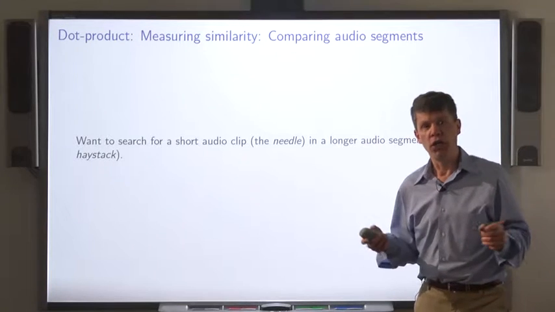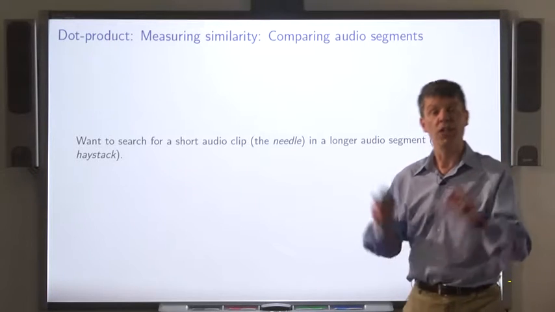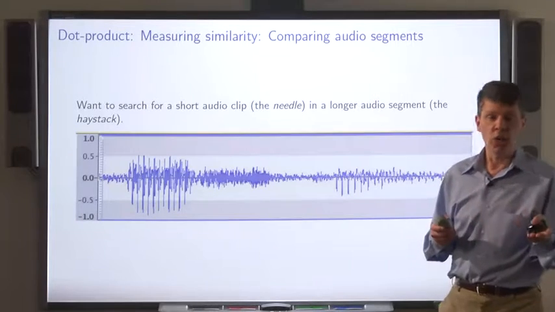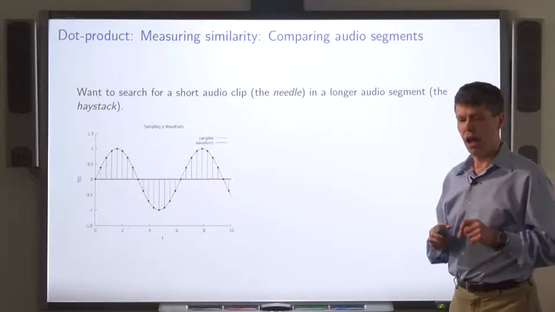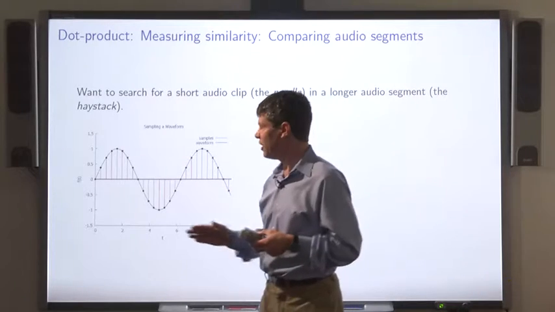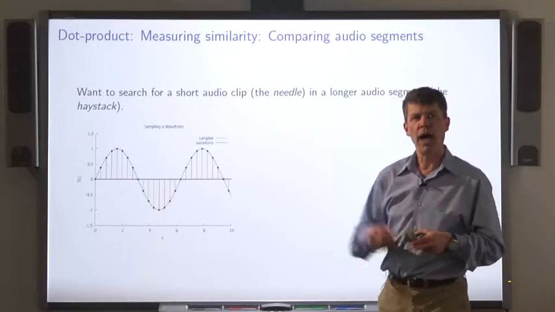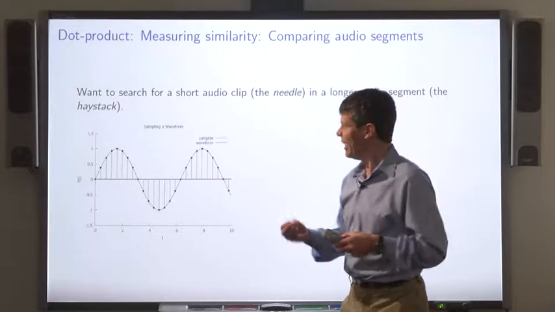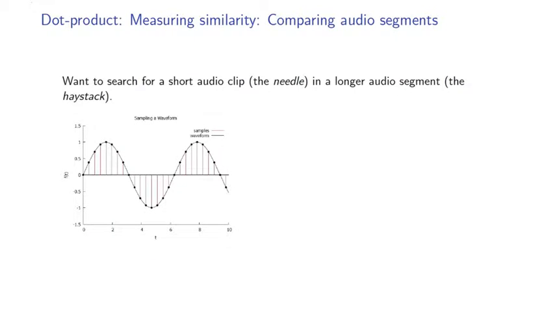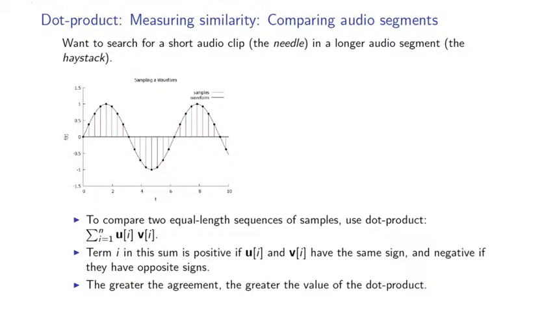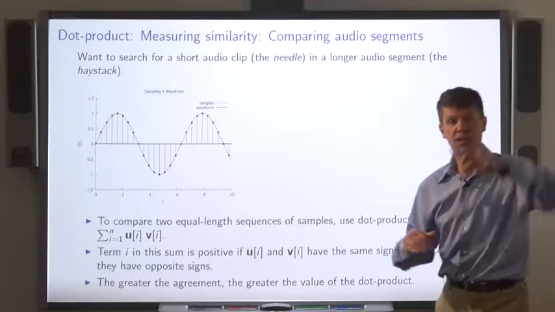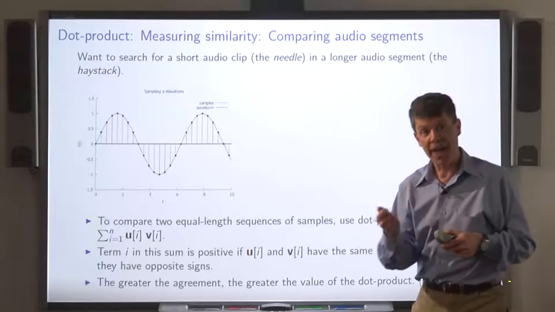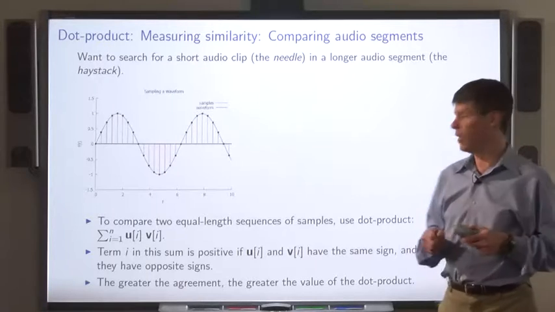Here's another application. You want to search for a short audio clip within a larger audio segment. Now, audio is some crazy waveform. I've shown it here. A digitized version of audio looks more like this. The audio signal is sampled at regular intervals. So really, a digital representation of an audio segment is a bunch of numbers. Take the sample of the signal at various times. So we can compare, let's say, two equal length audio segments by taking the dot product. At a particular moment, if both of them are positive or both of them are negative, that will contribute positively to the dot product. If one is positive while the other is negative, that will contribute negatively. So the higher the dot product, the greater the similarity between these two audio segments.